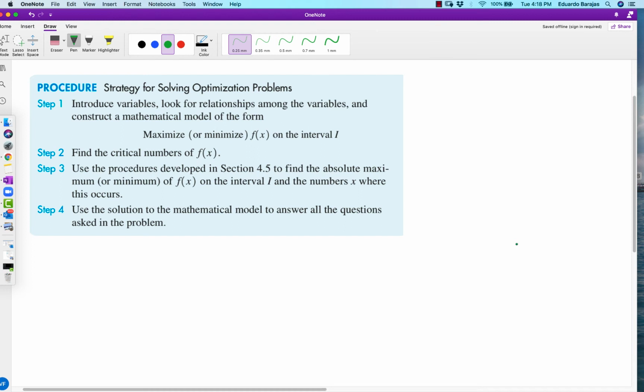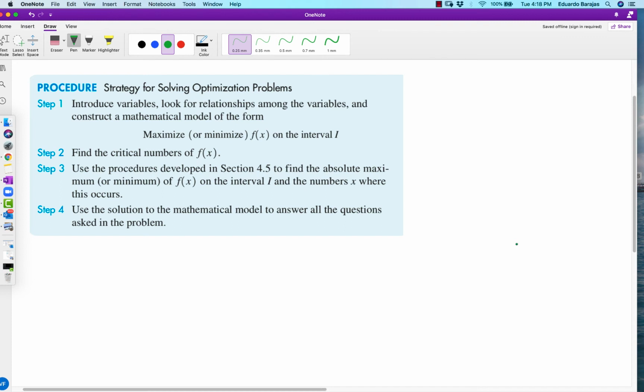And then once we find those critical numbers, we want to use the ideas from the previous section. So we want to find the critical numbers. We want to find those numbers by taking the first derivative, setting it equal to 0, taking the first derivative, figuring out when it's undefined, and identifying which of those values are in the domain of our function, make sense within the confines of our word problem.